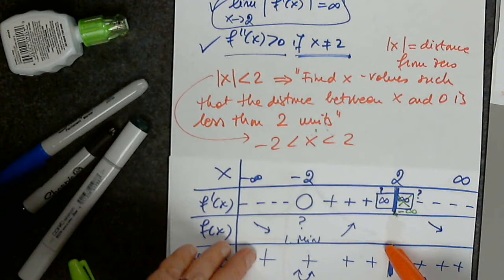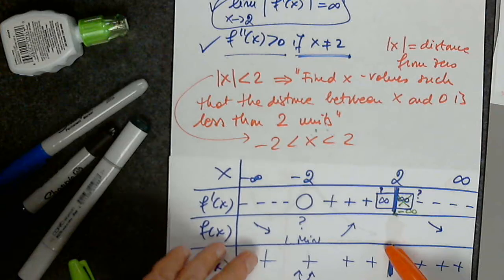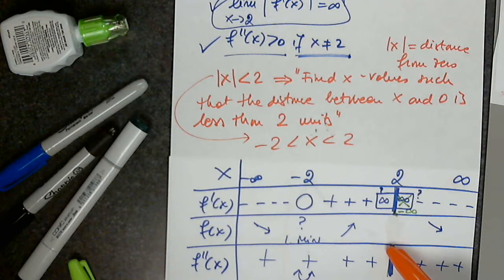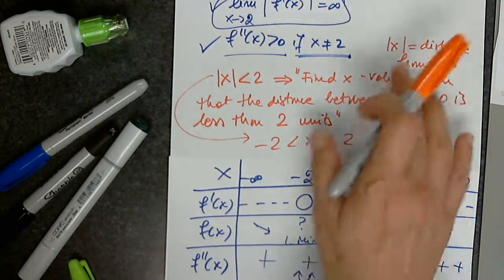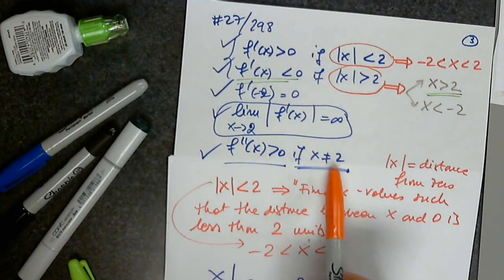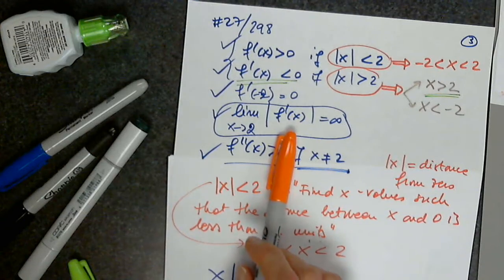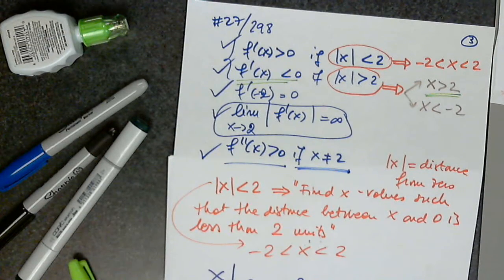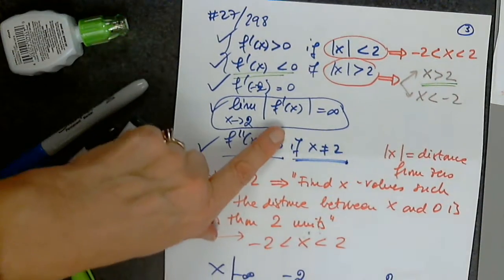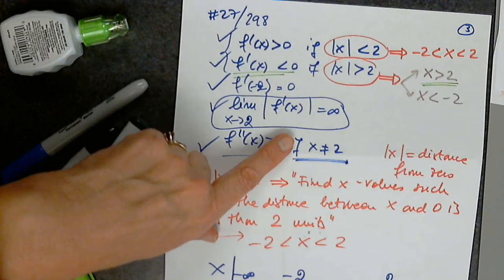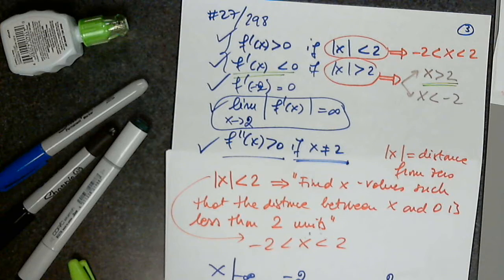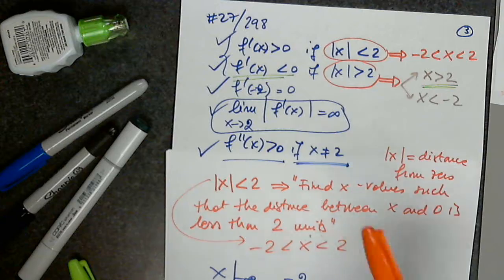So my question, is it possible for us to safely assume that because it says that f double prime of x is greater than 0 when x is not equal to 2, and it also says that the limit as x approaches 2 of the absolute value of f prime of x, it's not the absolute value of f of x unless I copied it incorrectly. No, f prime of x. Okay. So because those two are already missing, can we assume that f of x is missing as well?